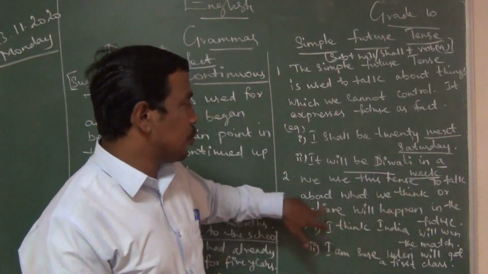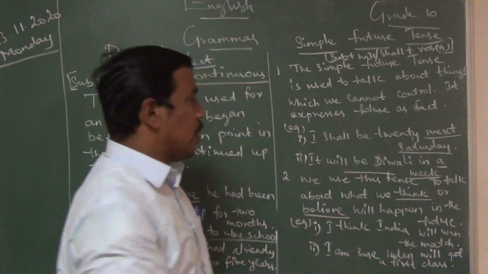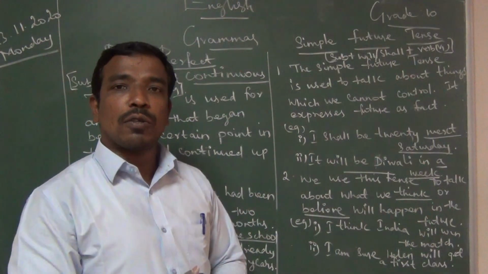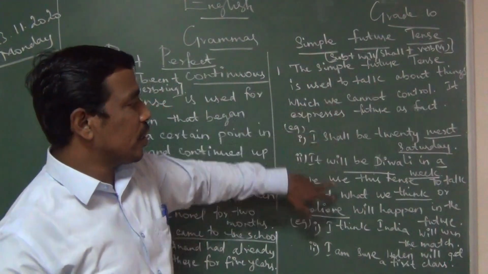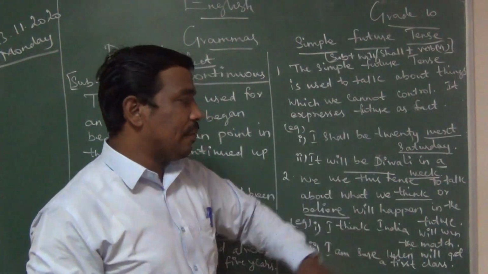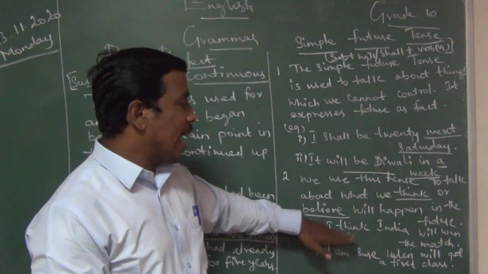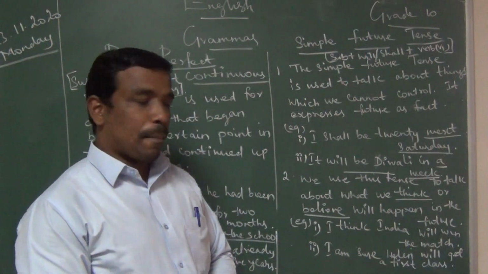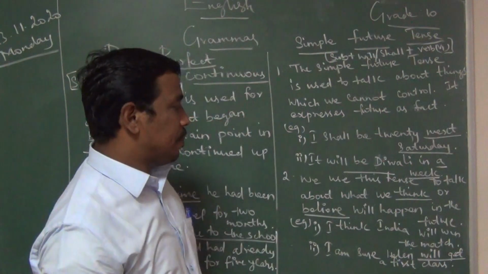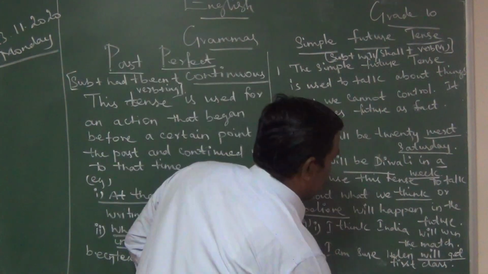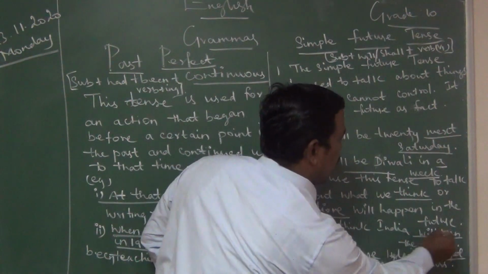We use this tense to talk about what we think or believe will happen in the future. That also we will use simple future. Simple future has only two rules: first this one, second this one. I think India will win the match. This type of question will come in the exam. I am sure Helen will get the first class. India will win the match.